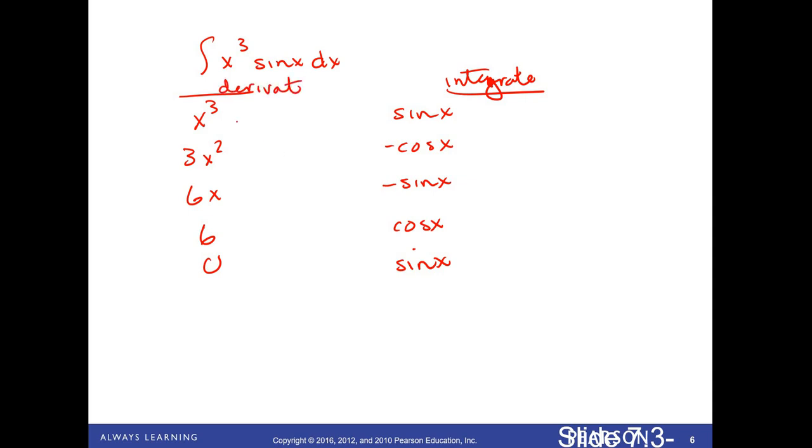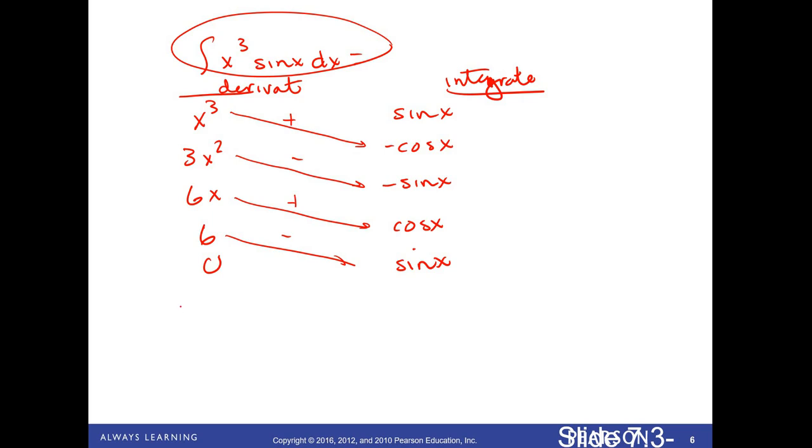So again, starting with the top left and going down at an angle, those are going to be plus, minus, plus, minus. So my final integral of this is going to be using a positive sign, but x cubed times a negative is going to be a negative.